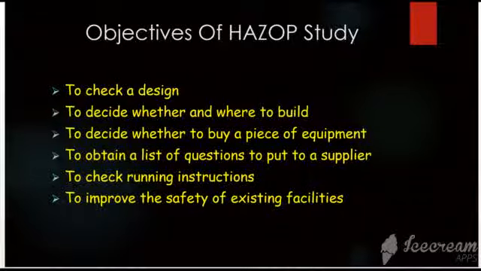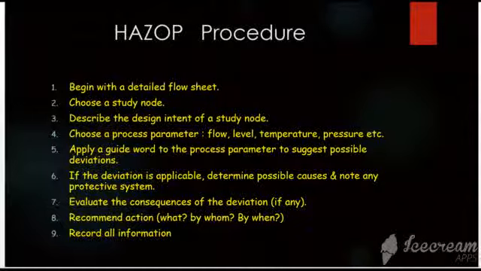There are six objectives for which a HAZOP study can be done. First, to check a design, then to decide whether and where to build, to decide whether to buy a piece of equipment, to obtain a list of questions to put to a supplier, to check running instructions, and to improve the safety of existing facilities. These are some objectives. There are more objectives that we can talk about.